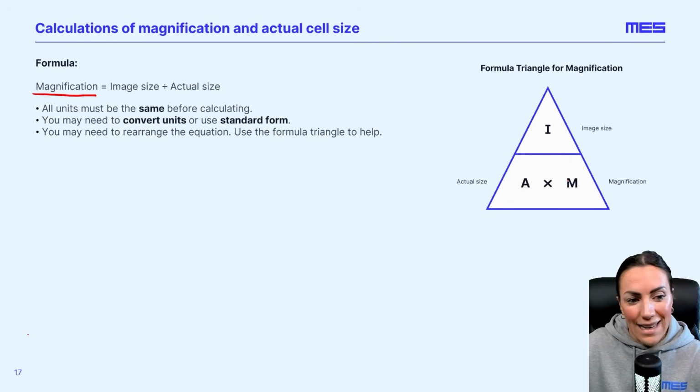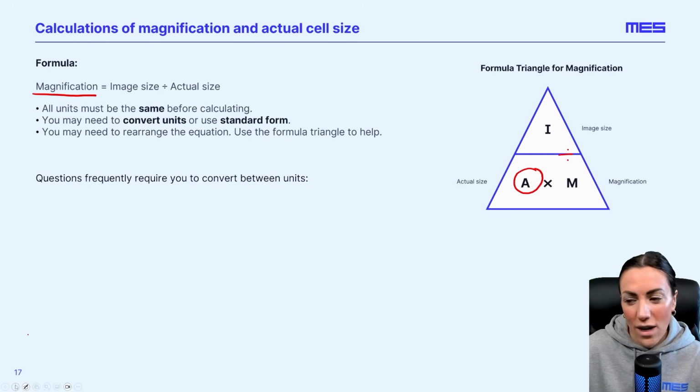I call it the I am triangle to help me remember where to put the letters. So the way this triangle works, if you're calculating magnification, the sum you need to do is the image size divided by the actual size. However, if you're asked to calculate the actual size of a cell, you could circle that one, and the calculation you would then need to do is the image size divided by the magnification.